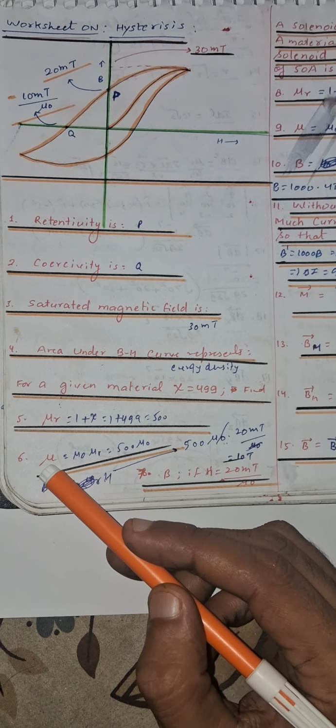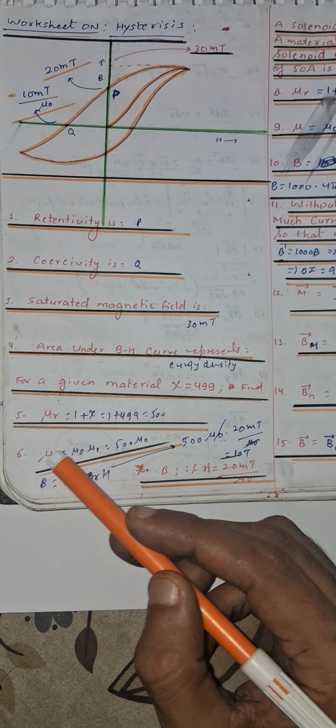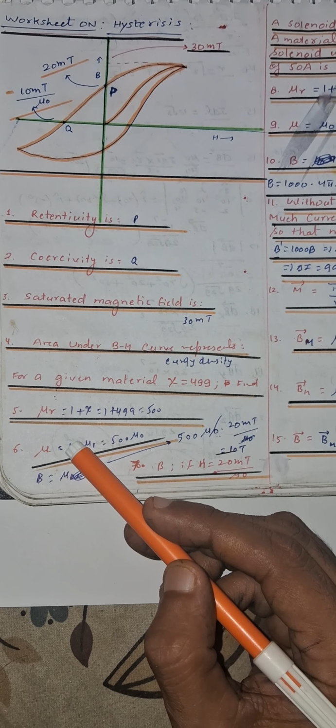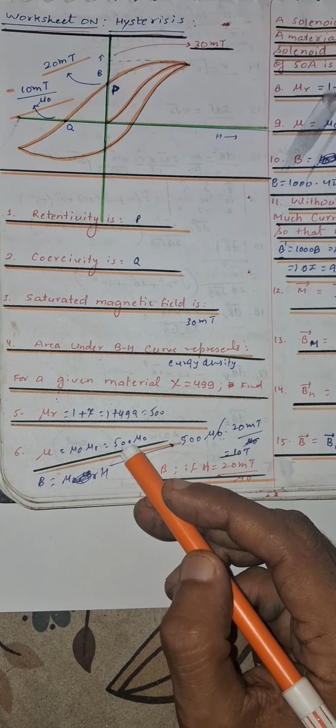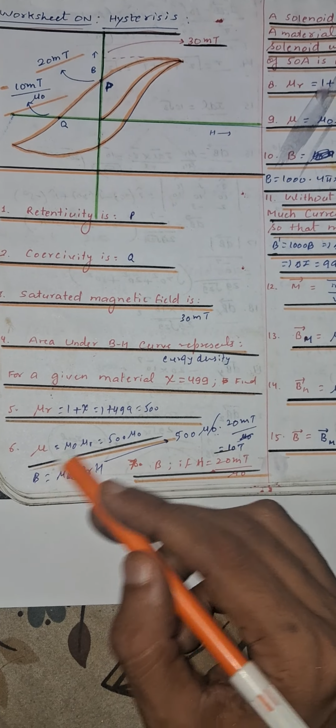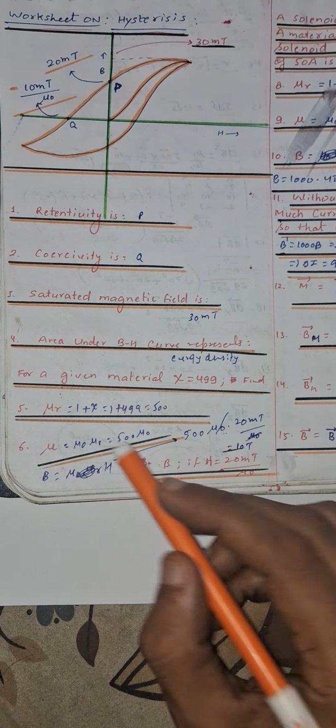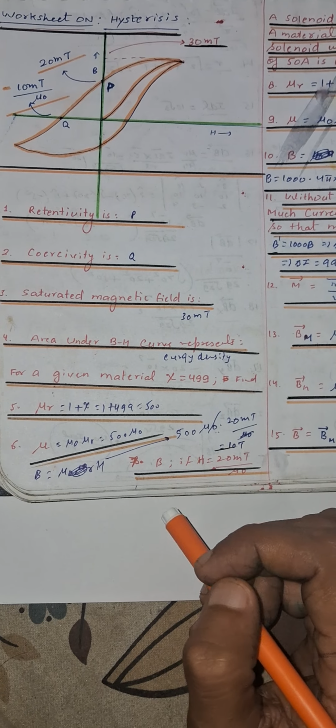Next we need to find the permeability, which is mu naught into mu r. Mu r here is 500, so that will be 500 into mu naught. In this way you can find mu.